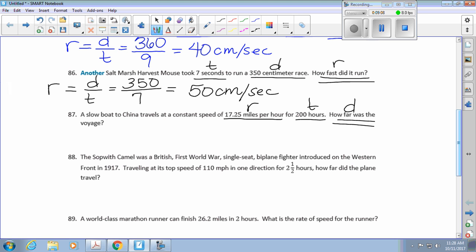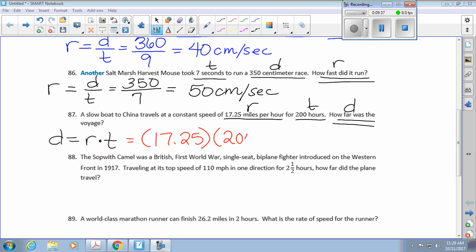Formula for distance. Emma, did you want to tell us? Distance equals rate and time. Very good. Rate times time. That little dot there means times. So let me write that down. Distance equals rate times time. We're now going to plug into this formula. So we have a rate of 17.25 and a time of 200 hours.